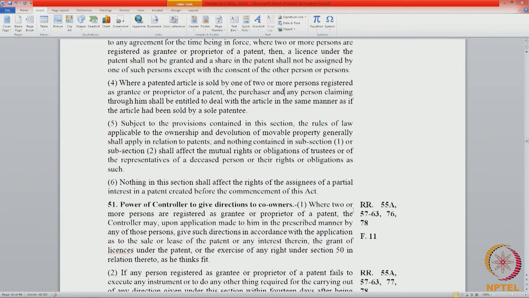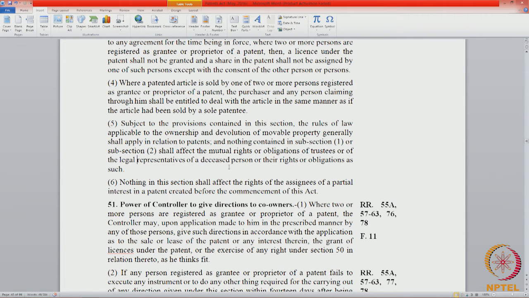If there are 3 owners, one owner can act as an agent for the other 2 owners. So any person who deals with that one person, it will be as though he had dealt with all 3. So that is why the provision says a purchaser shall deal with the article in the same manner as if the article has been sold by a sole patentee, where all the rights vest in one person.